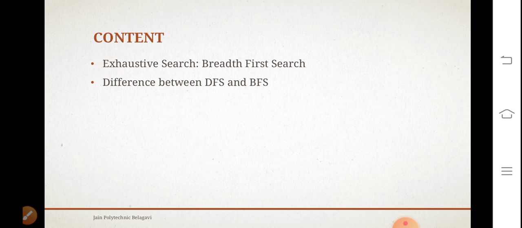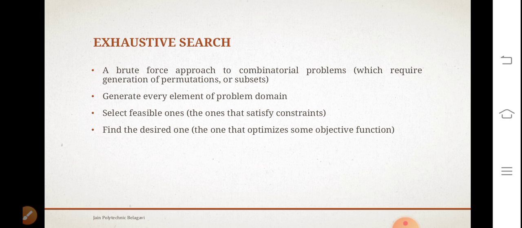Once again, we'll understand what exhaustive search is: a brute force approach to combinatorial problems which require a generation of permutations or subsets. It will be generating every element of the problem domain, then selecting feasible ones, that is the ones that satisfy constraints, and finding the desired one, that is the one that optimizes some objective function.